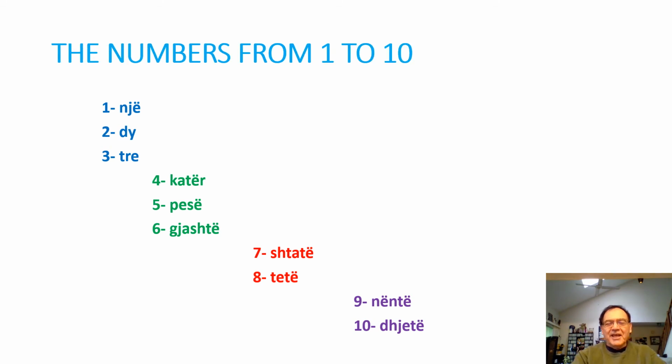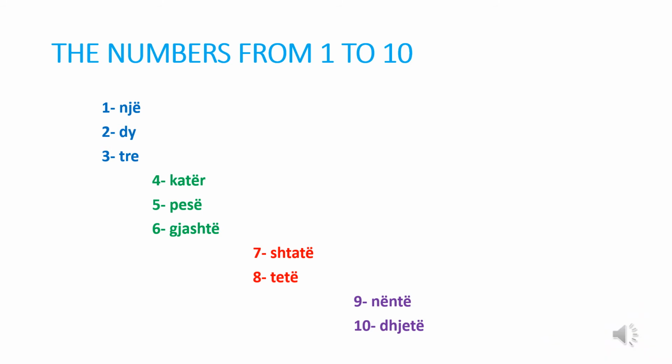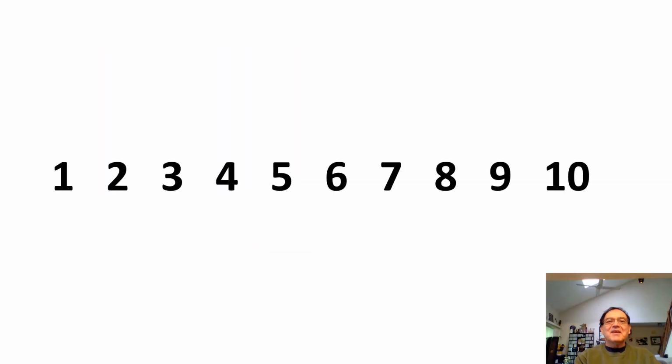Let's listen to these numbers again, paying attention to those special sounds that we have just studied. 1, 2, 3, 4, 5, 6, 7, 8, 9, 10. Okay, now let's practice saying the numbers from 1 to 10 without the words. Let's go. 1, 2, 3, 4, 5, 6, 7, 8, 9, 10.